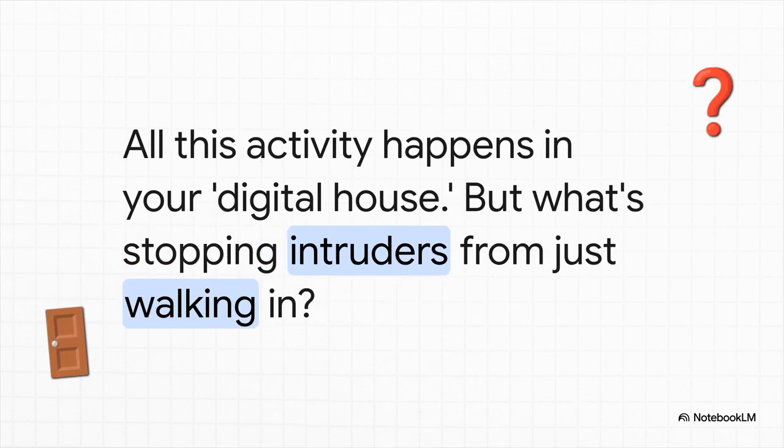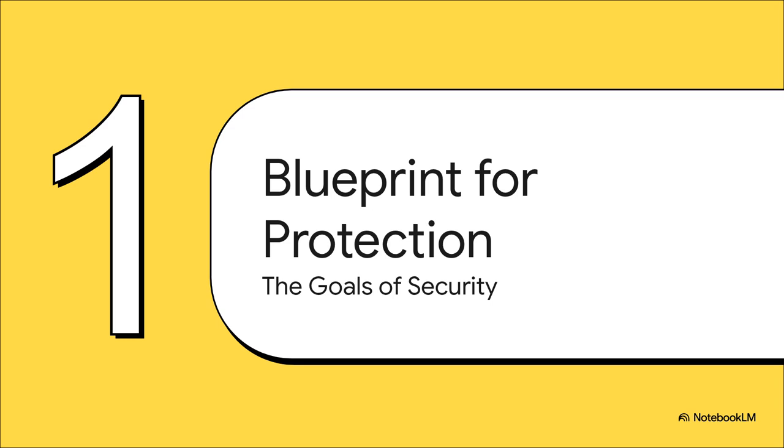So all that stuff you're doing, it's all happening inside what we're going to call your digital house. And just like your real house, it's full of valuable things. So what's the lock on the front door? Where are the security cameras? What's actually stopping someone from just waltzing right in and having a look around? Well, that's where network security comes in. It's the blueprint, the master plan for building a safe and secure digital house.